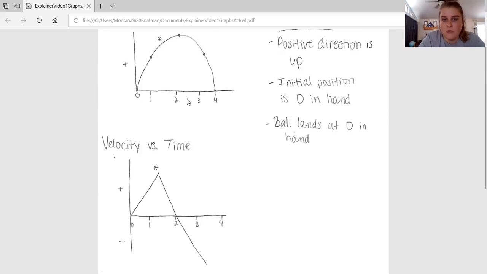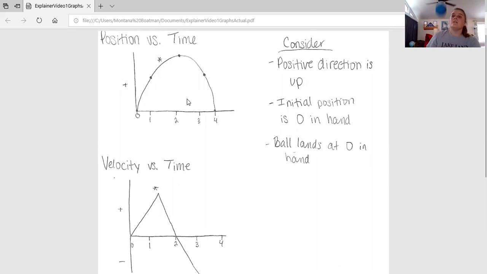So yeah, that is the motion of a ball being thrown up and caught.